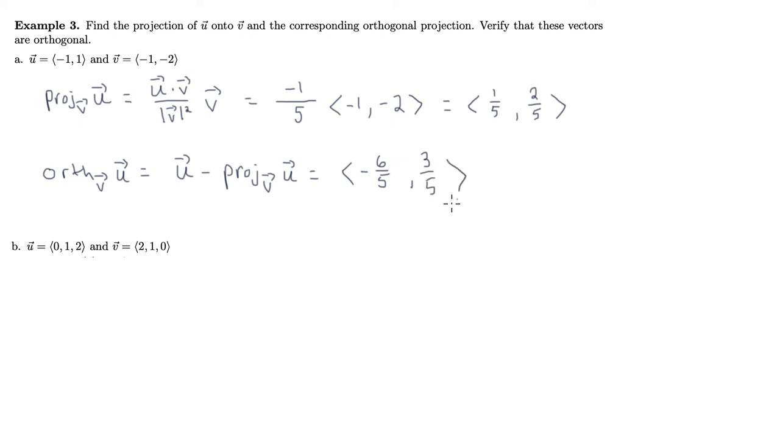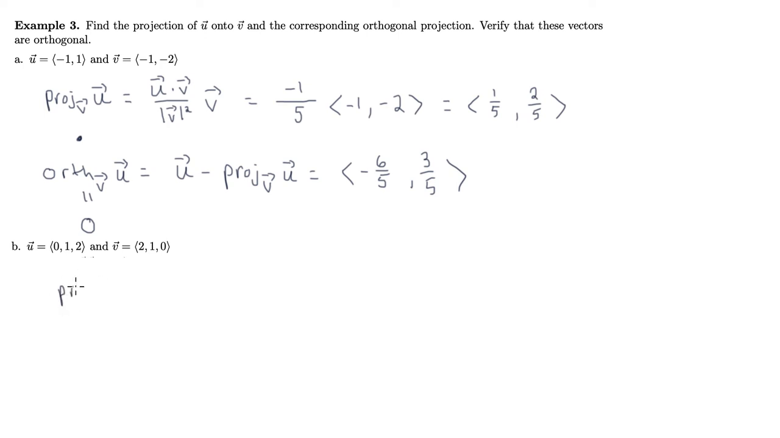Okay. Now we want to verify that these vectors are orthogonal. Well, let's just take the dot product. So we have 1/5 times negative 6/5. That's going to be negative 6 over 25. And then here we're going to get positive 6 over 25. So the dot product between these two vectors is 0. So they are indeed orthogonal. And let's do the same thing with these two vectors.